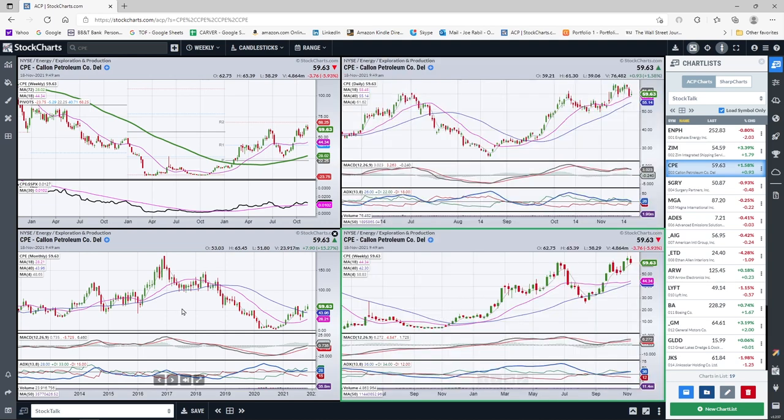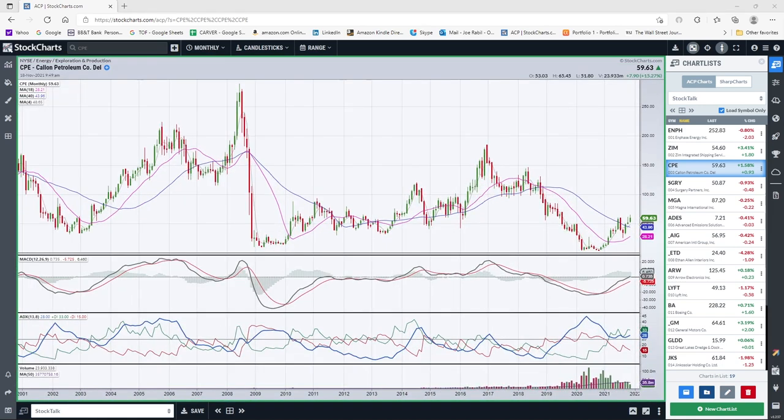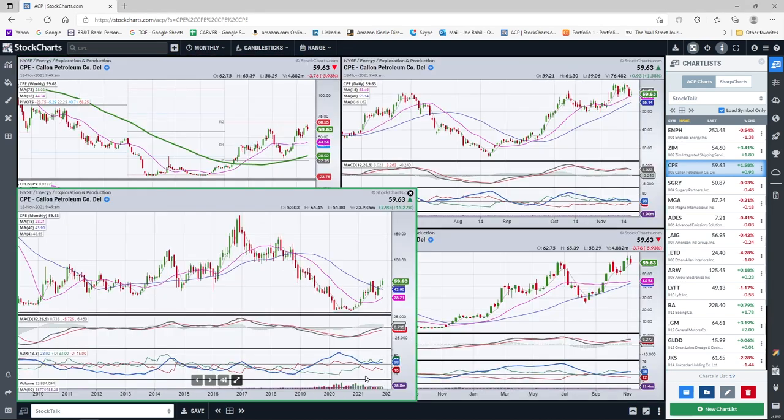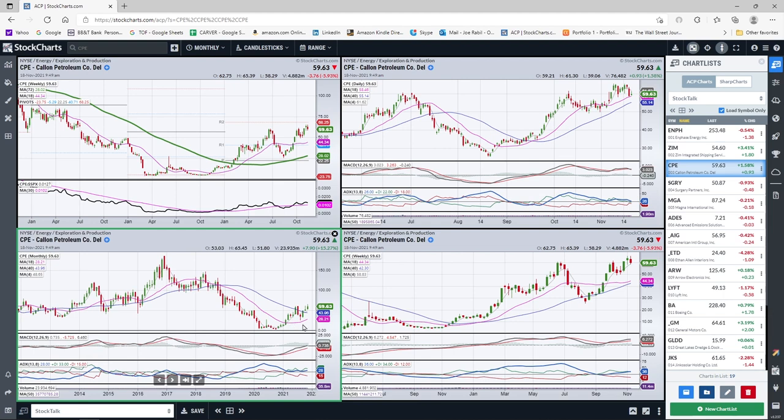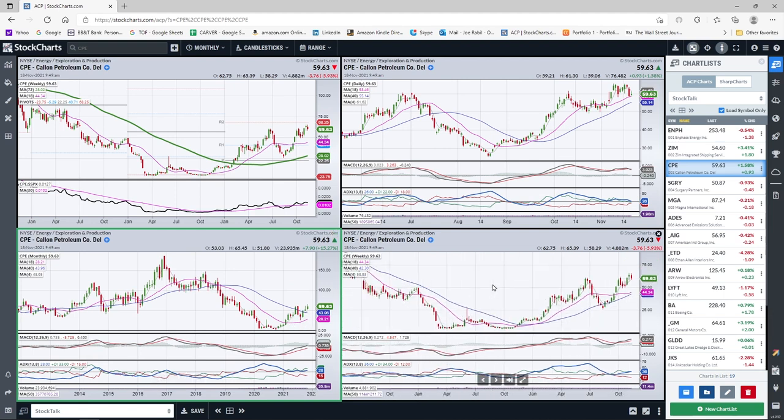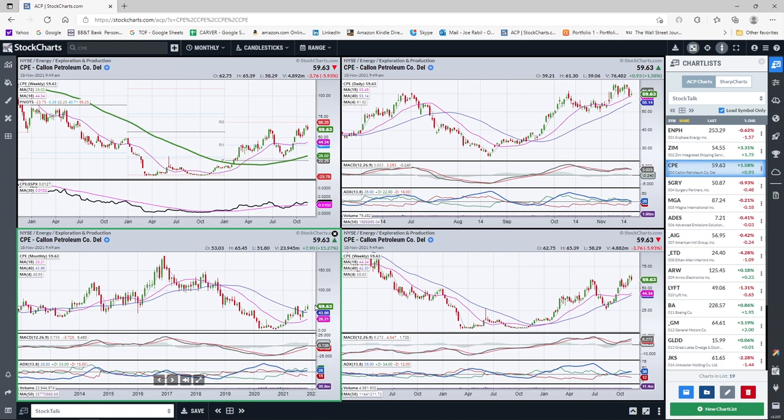CPE, I want to start with the monthly chart and just point out this big break of the downtrend line that's developed here. I think that's an important sign. That's what we want to see if a stock is turning around. And now we have a rising 18 month. So we know there's underlying improvement on the longer term chart.